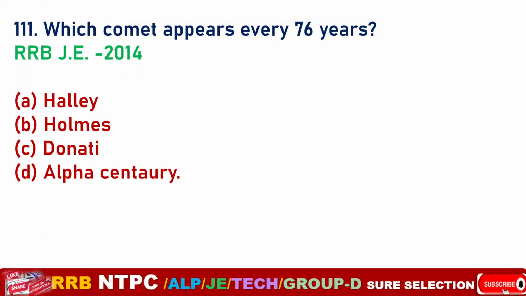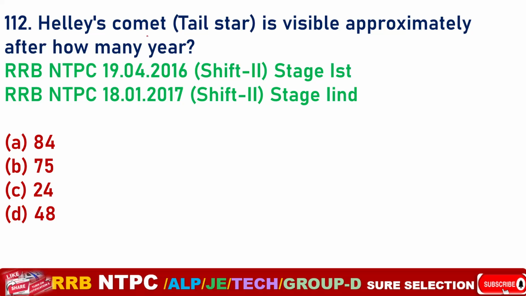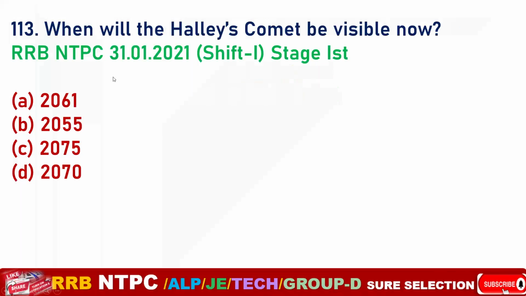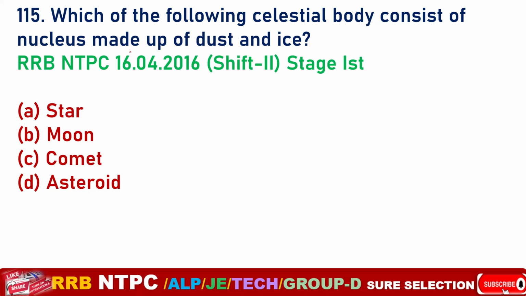The comet appears every 76 years. Which comet appears every 76 years? Halley's comet. Halley's comet is visible approximately after how many years? 75 years. When will Halley's comet be visible next? It will be visible in 2061. Which of the following celestial bodies consists of a nucleus made up of dust and ice?